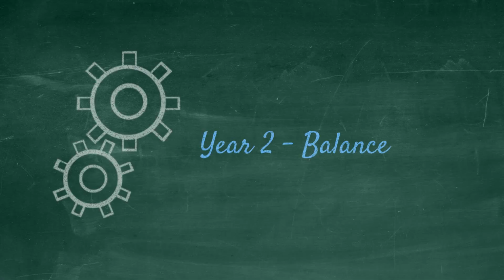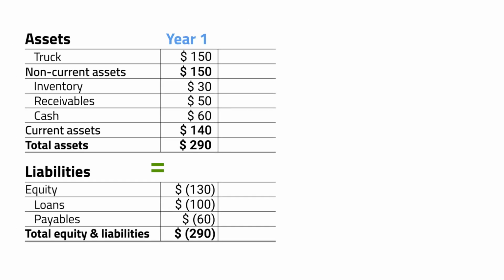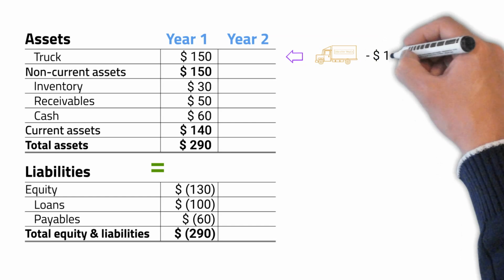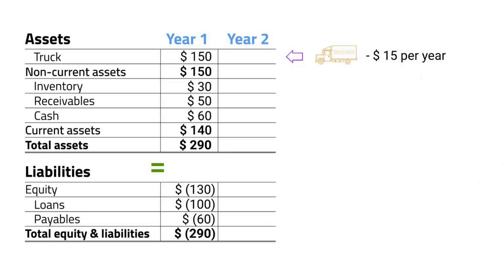Now, because we've had quite a few transactions, our balance sheet will also change. Let's analyze it and expand our balance sheet to include a new column to the right. This column will reflect new balances for a new year. What happened to our truck? We depreciated it by $15, so now we have $135 left.